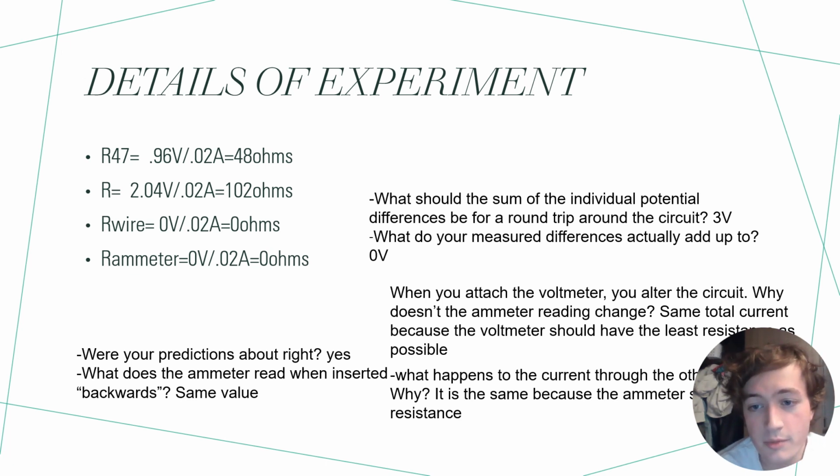When I attach the voltmeter, I alter the circuit. Why doesn't it change the reading? Because the voltmeter shouldn't really have any resistance. In real life it may, but it's a program, so it should be good. For the ammeter, same thing. It shouldn't have resistance. It's not designed to do that. Were my predictions right? Yes, they were. What does the ammeter read when inserted backwards? Same value.